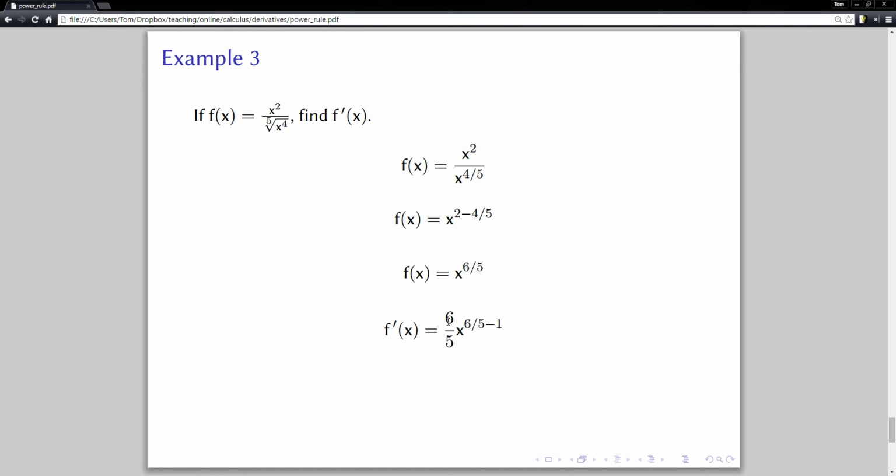I'm going to bring down the 6/5 out in front. I generally like to bring it just out in front of the x when it's a fraction. It just looks better to me, although you don't have to write it that way. Next, we need to subtract 1 from the exponent, so 6/5 minus 1. 1 is 5/5, getting a common denominator, so 6/5 minus 5/5 comes out to be 1/5. So the derivative of this function is 6/5 times x to the 1/5 power.